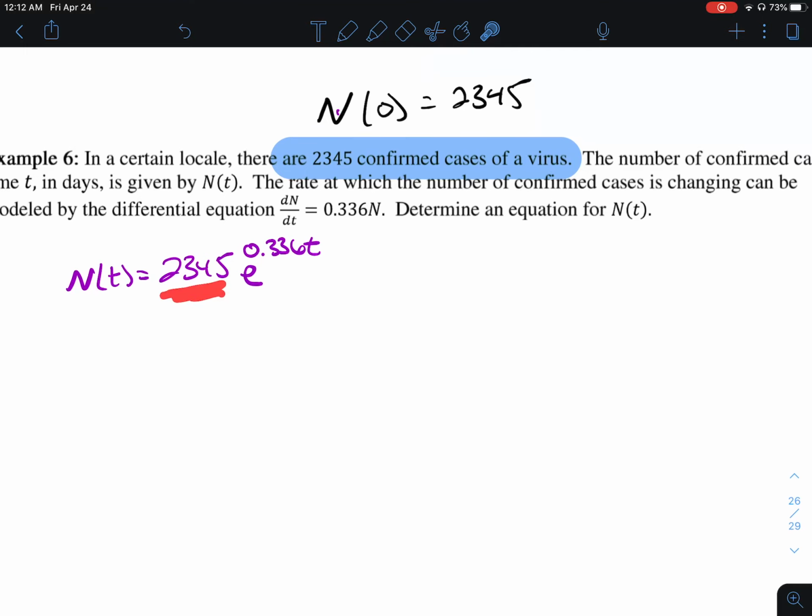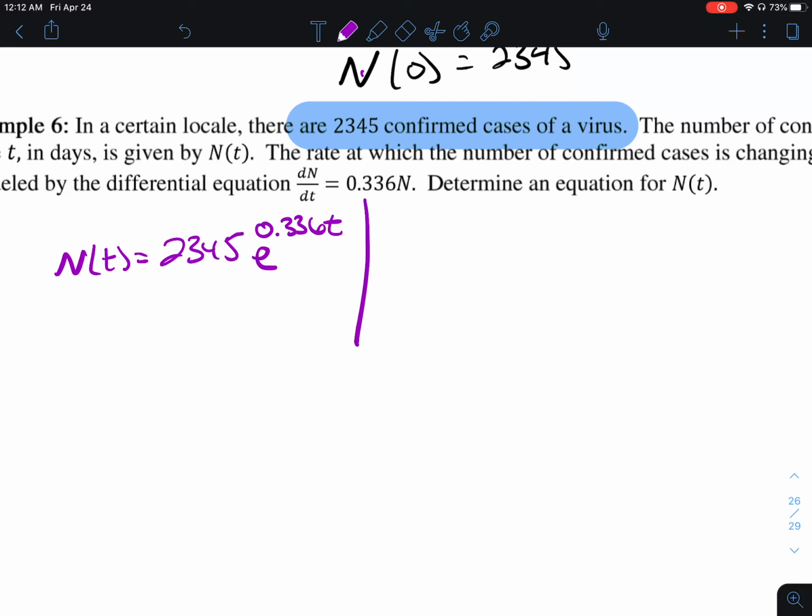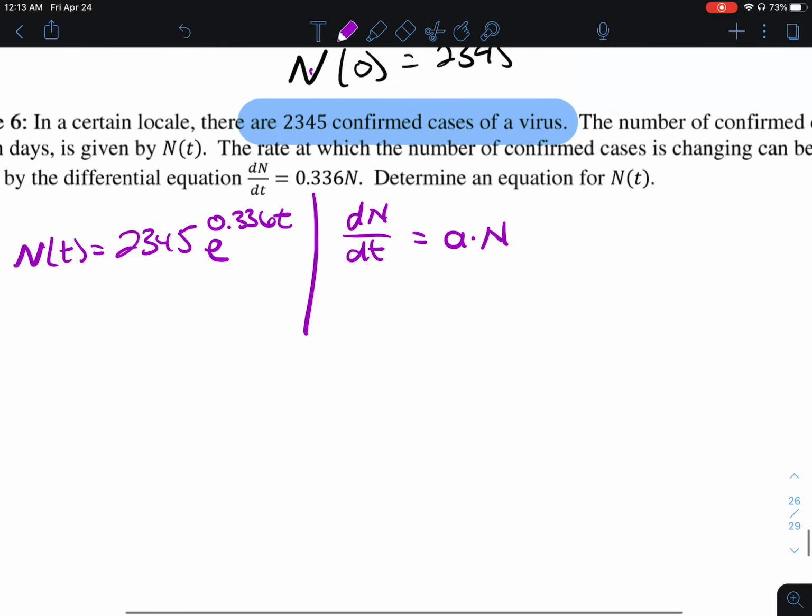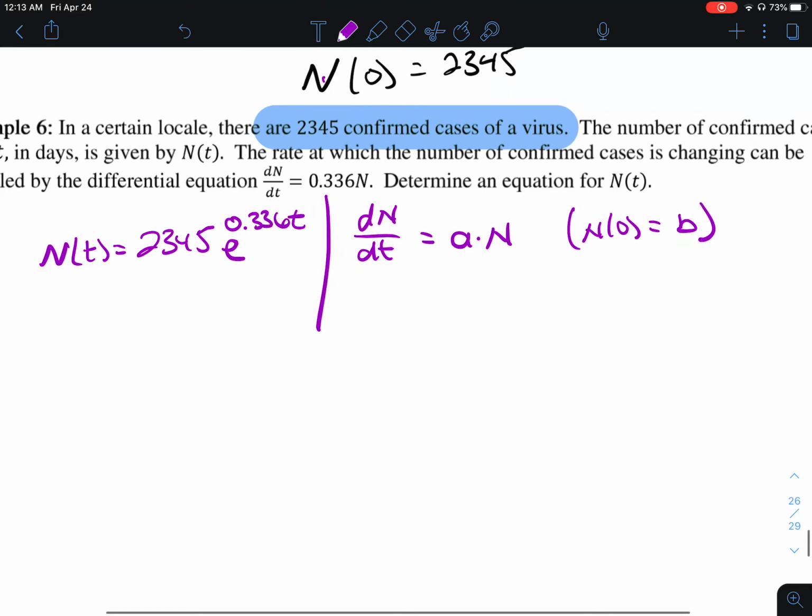This is the initial value, and then this, let me see if I can write this in a better way. If the derivative of n with respect to t equals, let's say, a times n, and then we also know that n of 0 equals b, we'll say, then n is going to be the initial value, which we're saying is b, times e to the a.